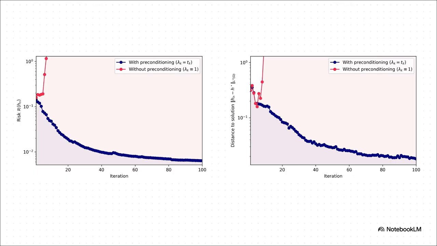And the data, the raw numbers, they tell the exact same story. Just look at these plots. See that red line shooting off the chart? That's the error for the simple method. It just explodes. It's completely and utterly lost. But then look at the blue line. That's our smarter, preconditioned method. The error just steadily drops, step by step by step. It knows exactly where it's going.